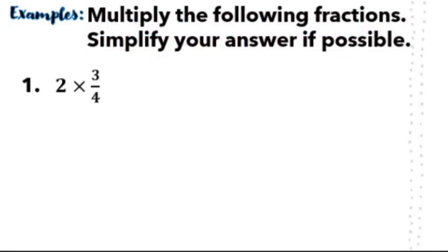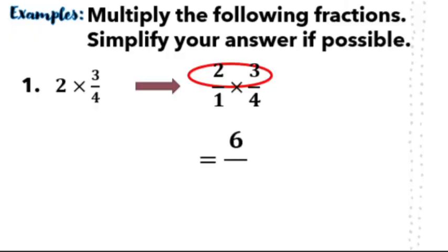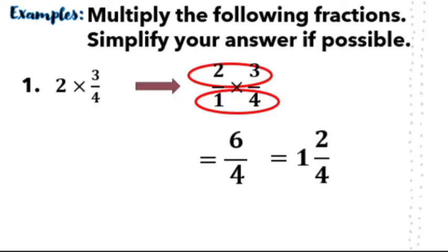Multiply the following fractions and simplify your answer if possible. Number 1, 2 times 3/4. First, express the whole number in fraction form, then proceed to the multiplication of fractions. Numerator times numerator, denominator times denominator to get the product. Change the product to mixed fraction, then simplify if possible.